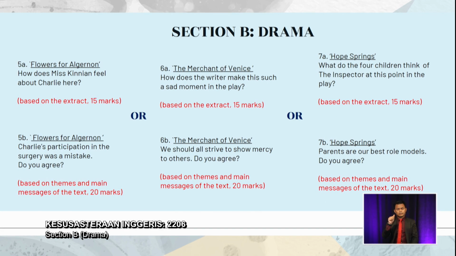analyze the passage thoroughly. Likewise, if you look at the B questions given, all valued at 20 marks each, you will find that each of the B questions has focused on a major idea found in the text. Look at Flowers for Algernon. Charlie's participation in the surgery was a mistake. Do you agree? So that means if you have read through the drama, you already have a response in mind.